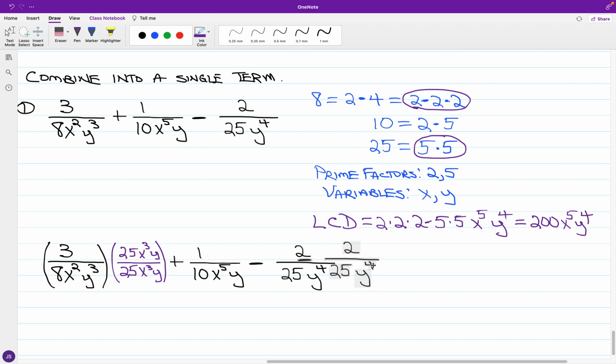And in the case of the second ratio, you have 1 over 10x to the 5th y. And putting this ratio in terms of the least common denominator, 10 will go into 200 20 times. And we already have x to the 5th. And for y into y to the 4th, that's going to be y to the 3rd.